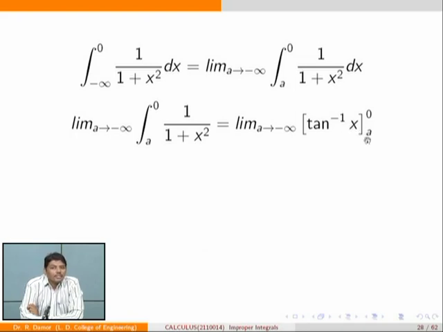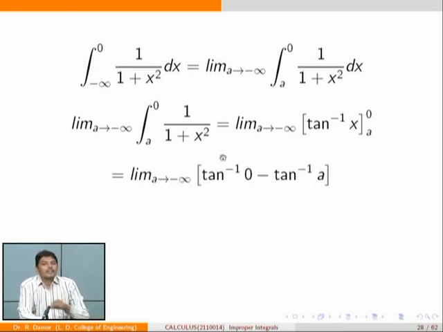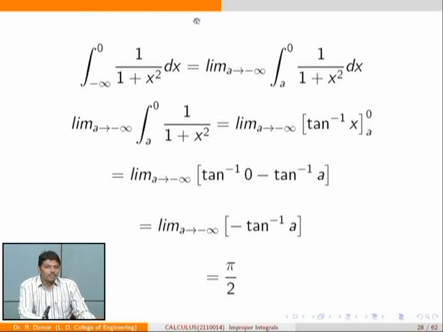And if I put a tends to minus infinity, so tan inverse of minus infinity, it is nothing but tan inverse 0 (upper limit) minus tan inverse a, as a tends to minus infinity. So tan inverse 0 goes to 0, and tan inverse of minus a goes to minus pi by 2. So this is minus, plus pi by 2. So the integration of this first portion, minus infinity to 0 of 1 upon 1 plus x square dx, is equal to pi by 2.